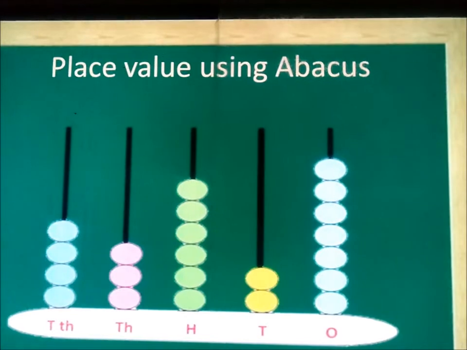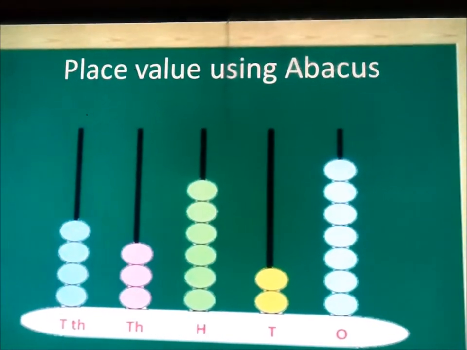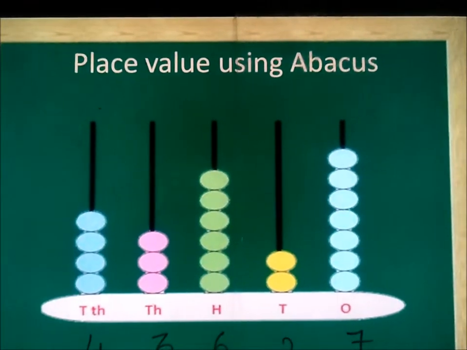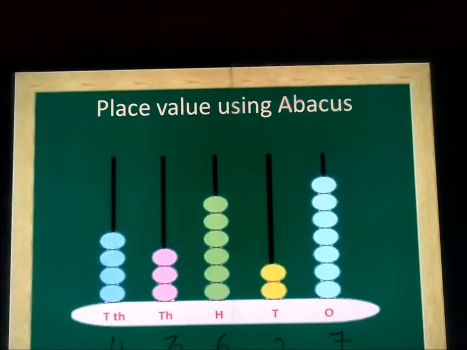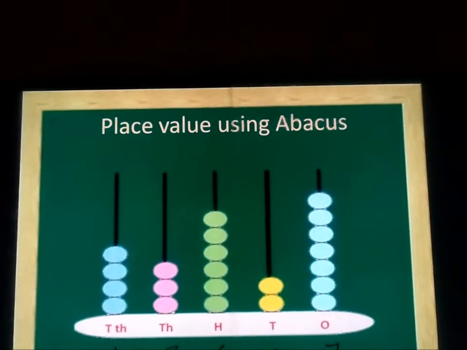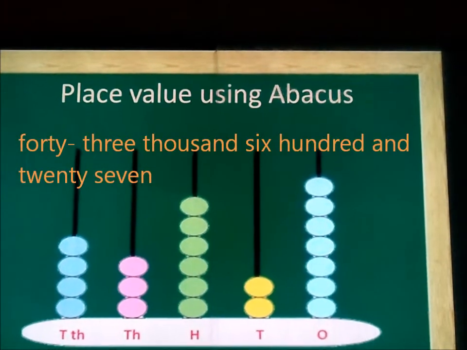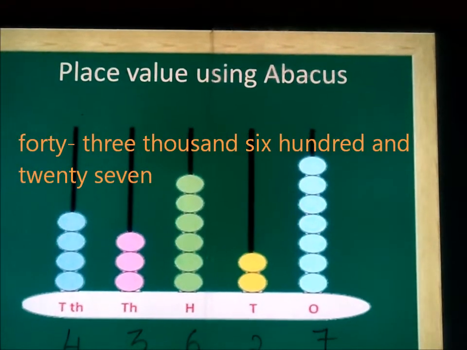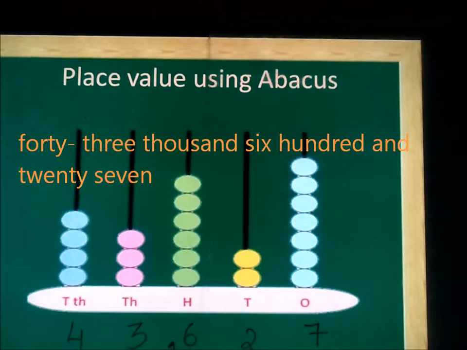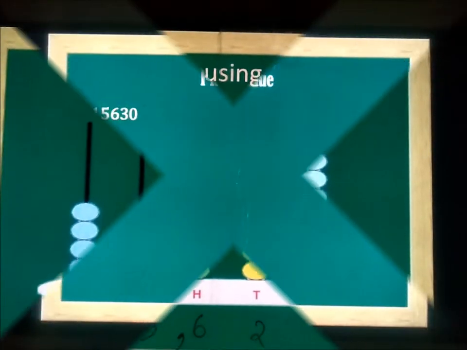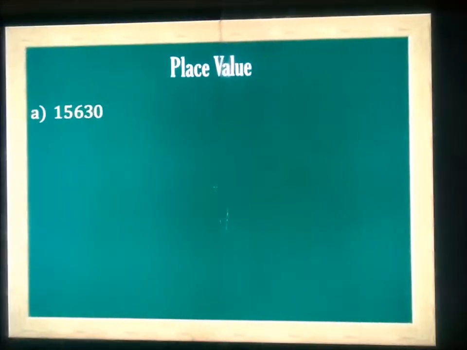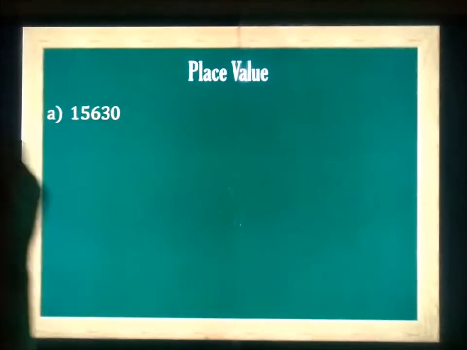Before I read this number out, let us separate it. These 3 units come under the ones period. These 2 units come under the period 1000. So let us read it. It is 43,627.